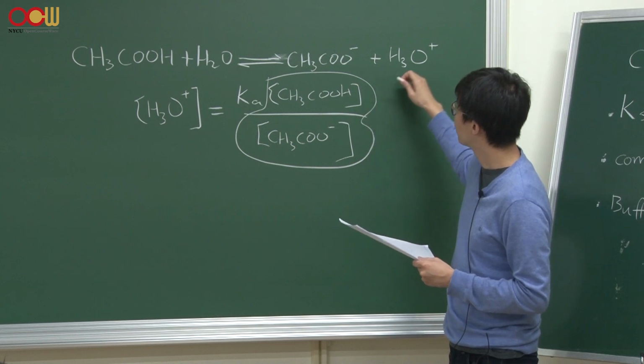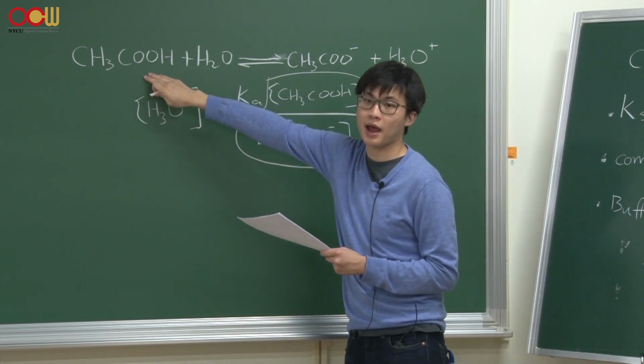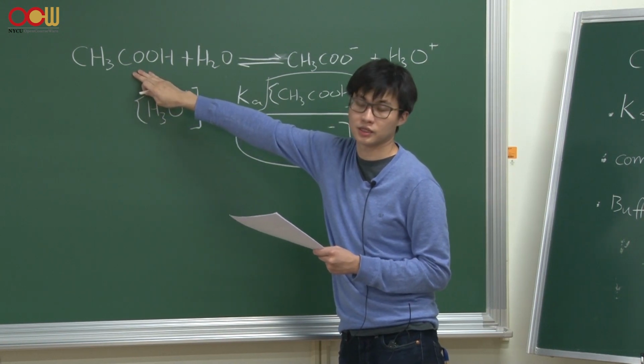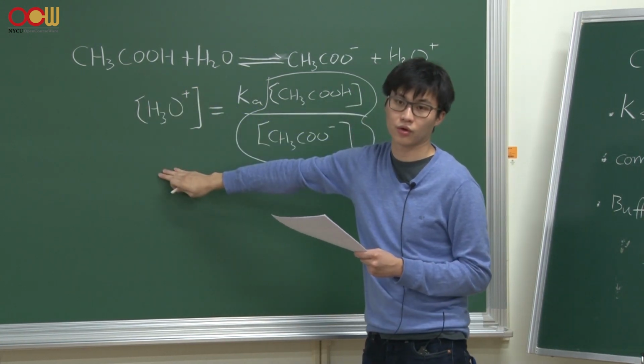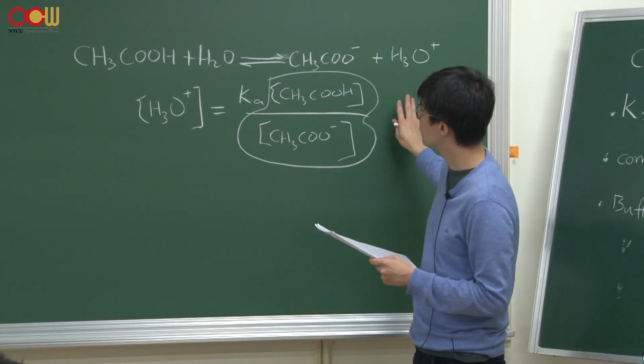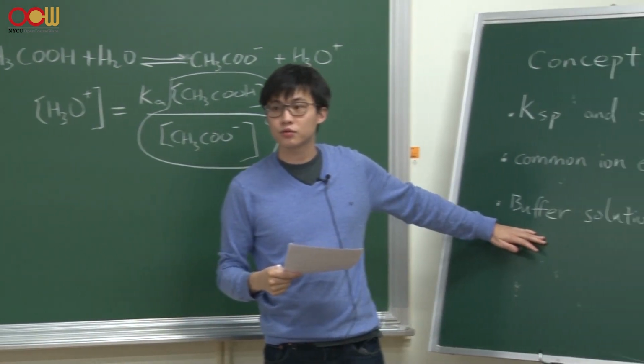Okay, so if we add more strong acid, the equilibrium shifts backward. Okay, so that means you have more of these acetic acid, right? So that means your final pH is going to go up. So then we'll get back to this in a little bit when we talk about buffer solution.